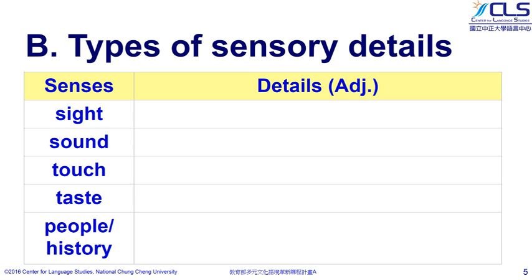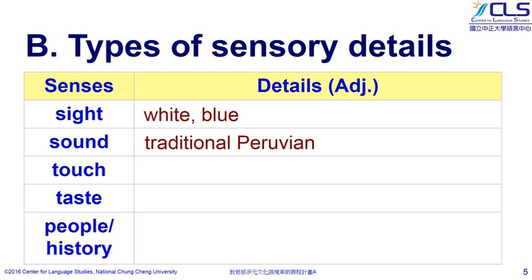Now, we'll discuss different types of sensory details. There are 5 kinds of senses, including sight, sound, touch, taste, and people or history. We'll use adjectives such as white or blue to describe what we see. We'll use the traditional Peruvian music to describe the sound we heard.